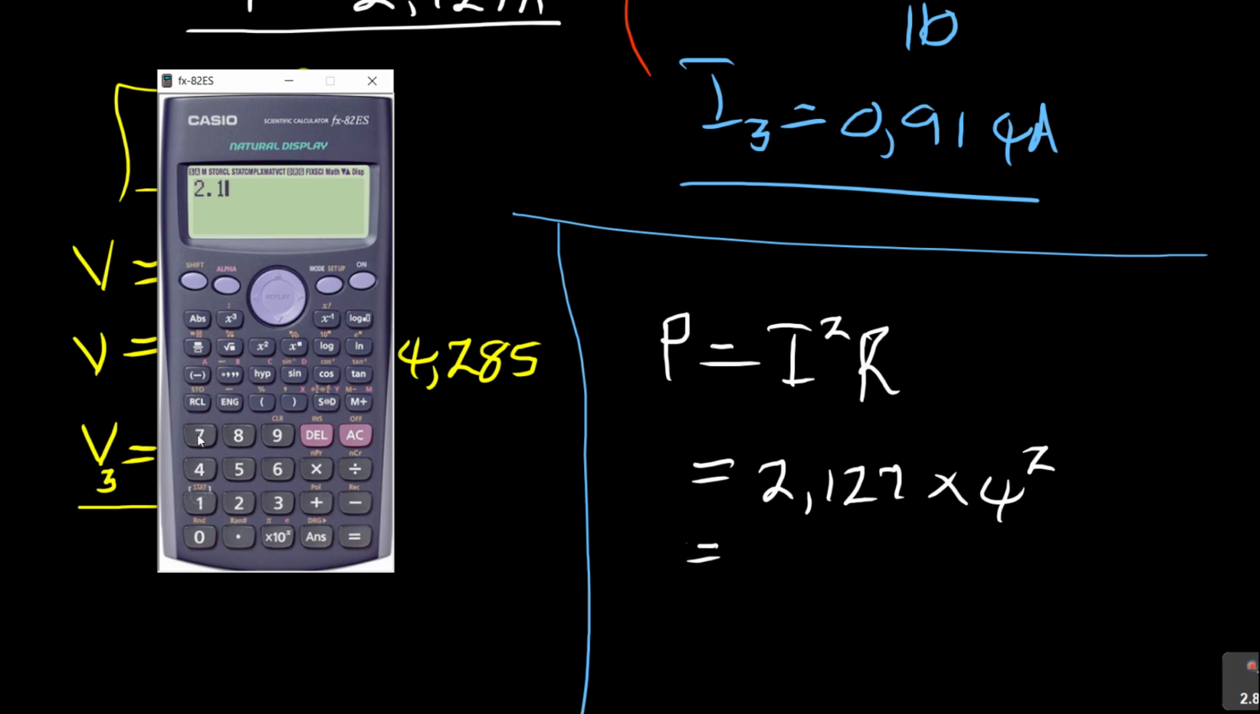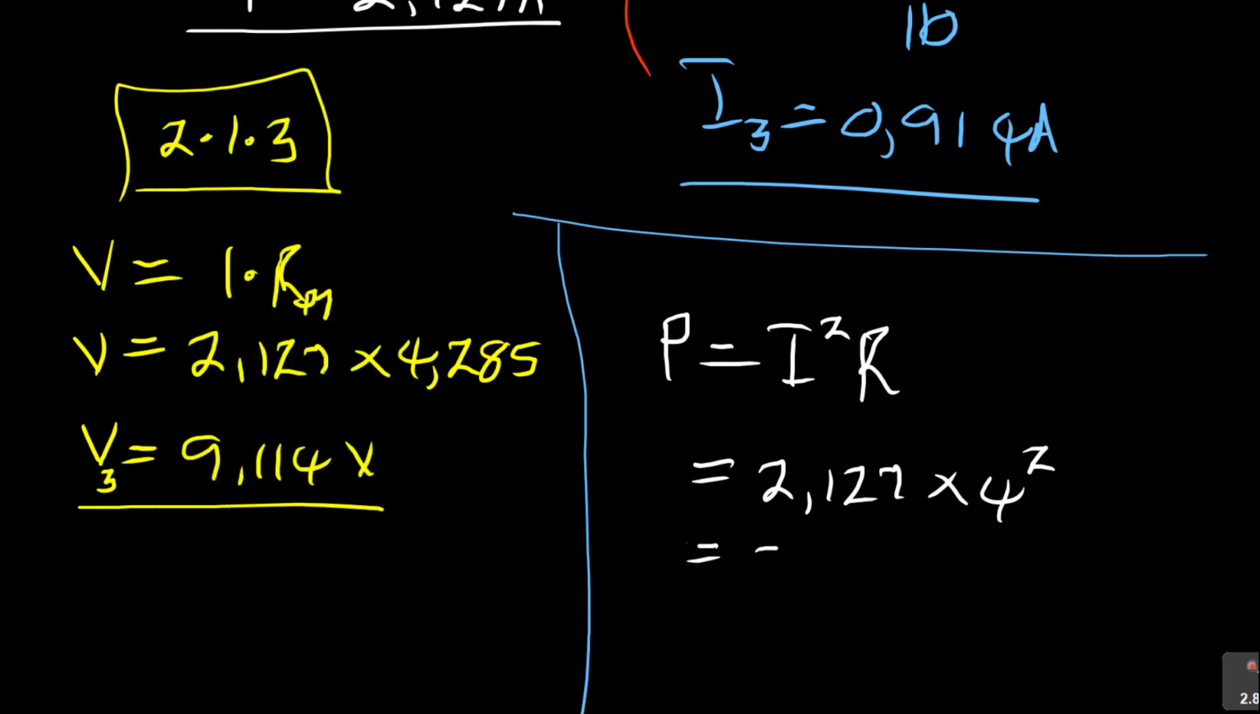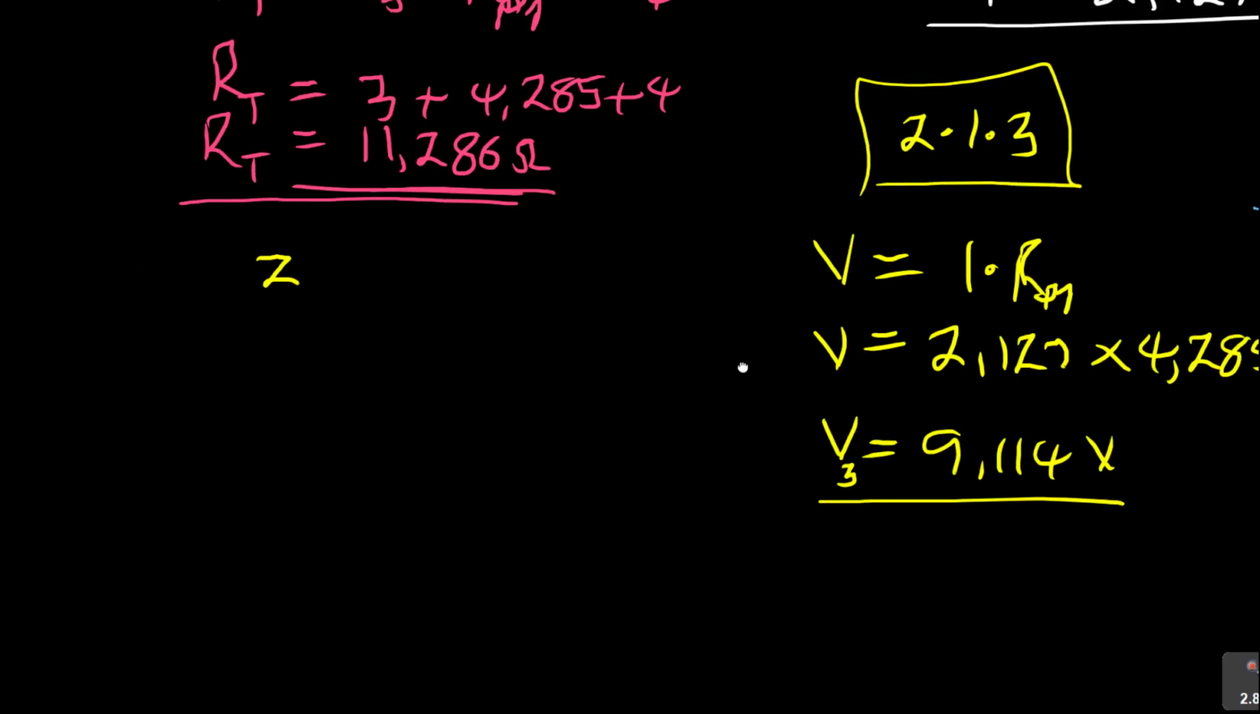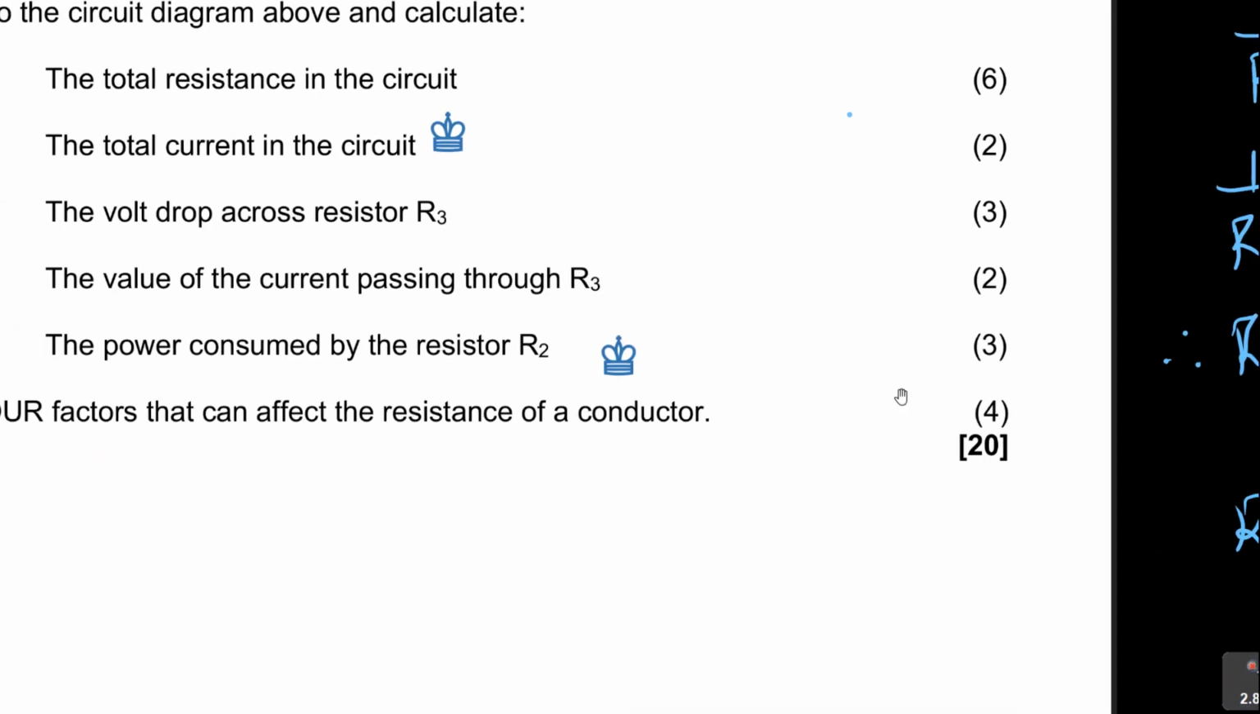And then when I do that, it simply gives me the power. Say 2,127 times 4 squared. It's what? It's 34,032. Power is in watts. Don't forget, it is in watts. Okay. Then what's the last question of this one?